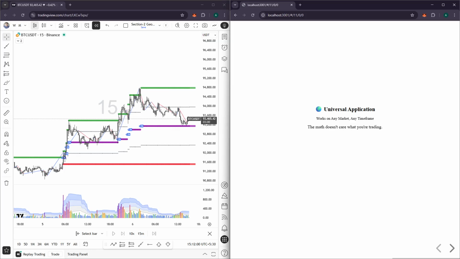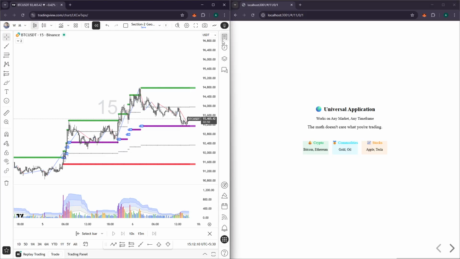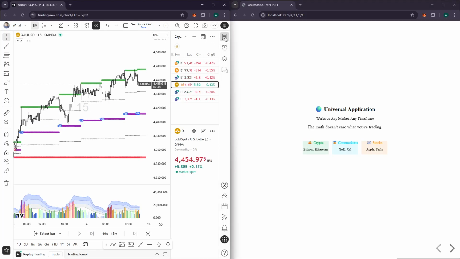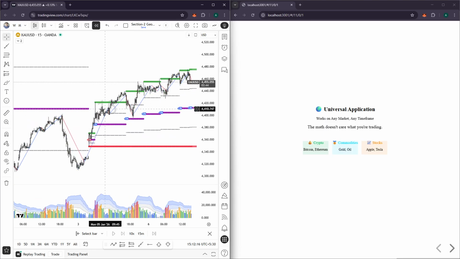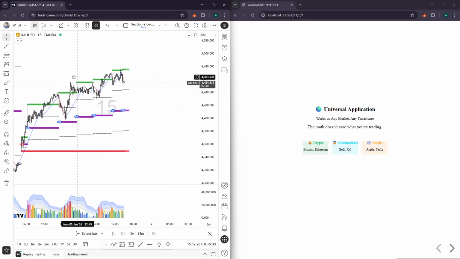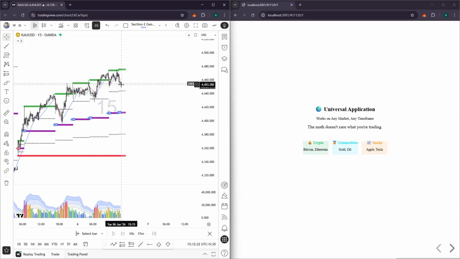Okay, because math doesn't care about what you're trading, right? You can trade it in crypto, Bitcoin, Ethereum, as I showed you in this example. You can trade it on gold and oil. Let me put it on gold, and you can see here, as it makes higher lows, it tries to come to the midpoint, then boom. Now it's coming down. So when it comes down to the midpoint, there's another buy point there.